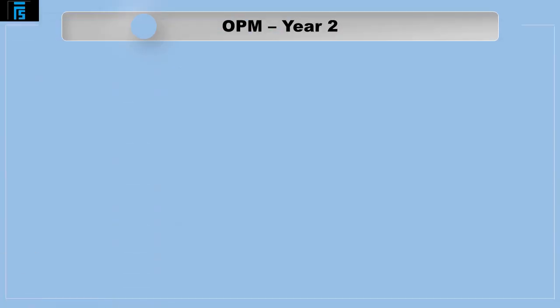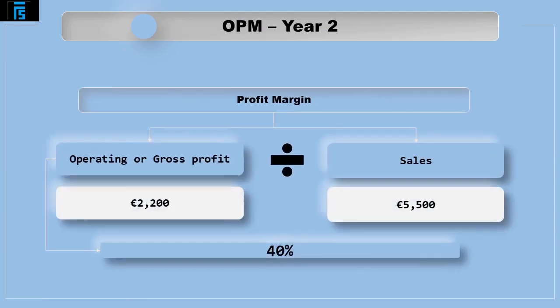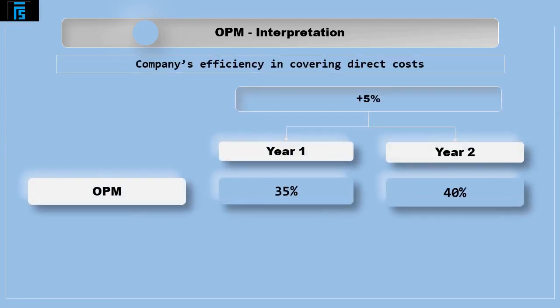In year 2, performing a similar computation reveals an operating profit margin of 40%. The interpretation of these results is that the company made 35 cents in profit before fixed costs, interest and taxes on every euro of sales. This amount grew by 5 cents over the course of the second year.